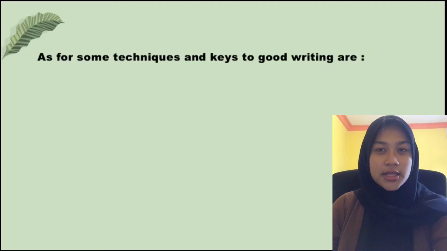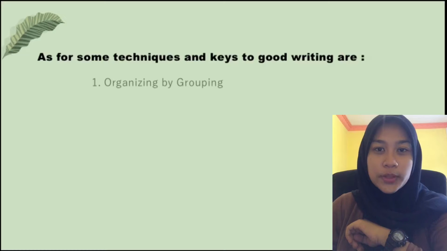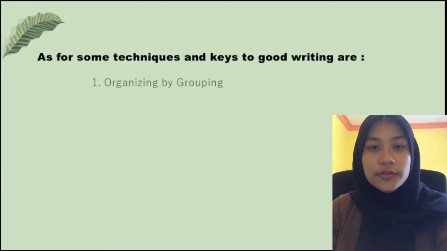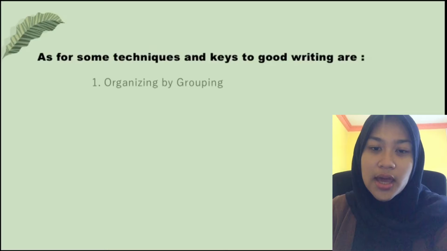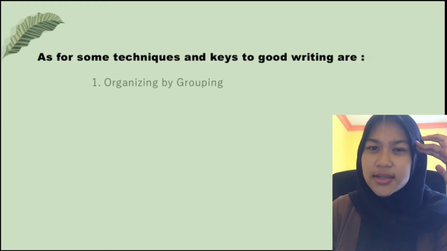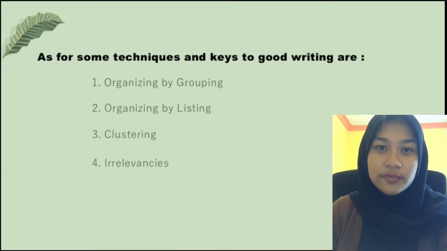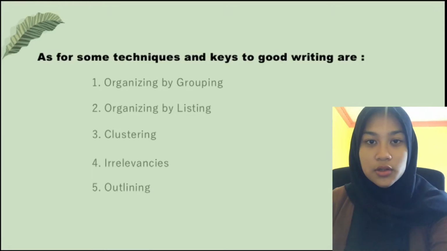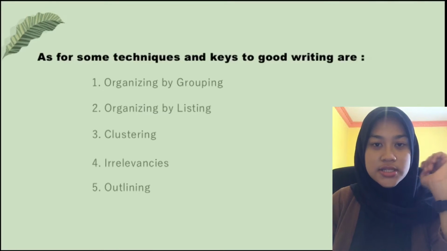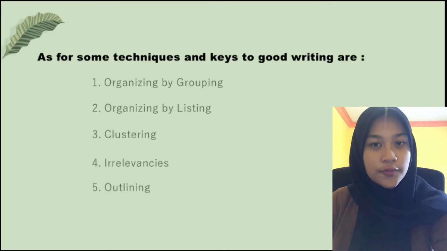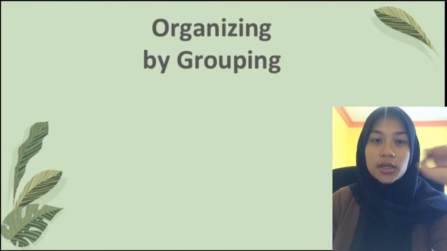So there are some techniques and keys to good writing. The first of all is organizing by grouping. Organization is one of the important things in writing, and I think it's very important to get organized before you start writing. And then there's organizing by listing. Third, there is clustering. Next, irrelevancies, and finally there is outline. Now it's time for us to get into the first discussion. So in this material, the first one is organizing by grouping.